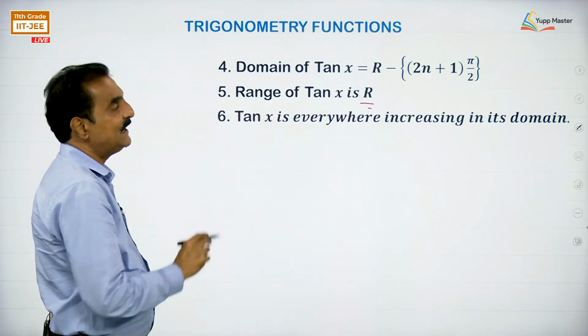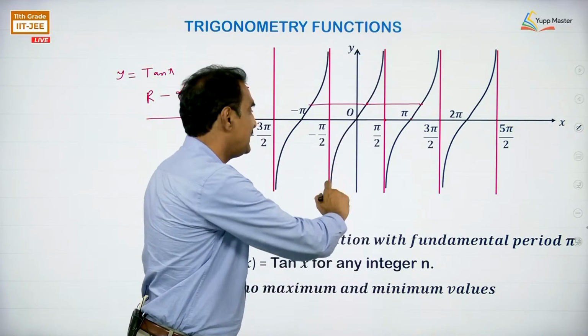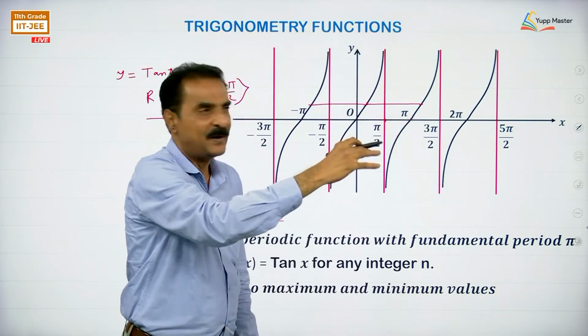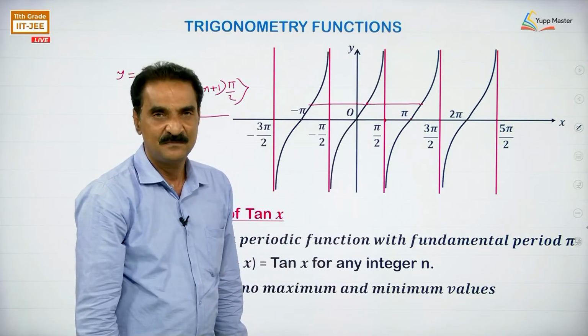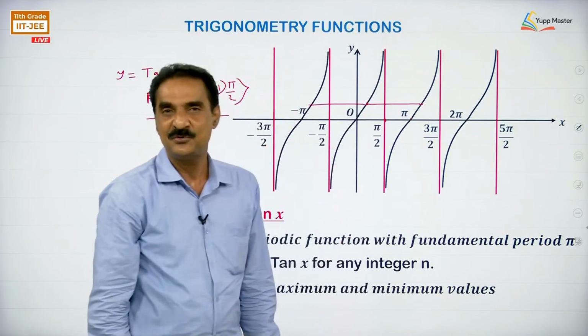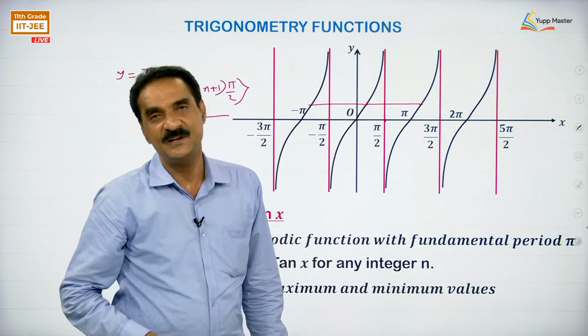Tan x is everywhere increasing in its domain. In the domain, everywhere it is increasing except at pi by 2, 3 pi by 2; they are not in the domain. So we don't discuss the increasing or decreasing behavior of tan x at pi by 2, 3 pi by 2, etc. At all remaining points, it is everywhere increasing.